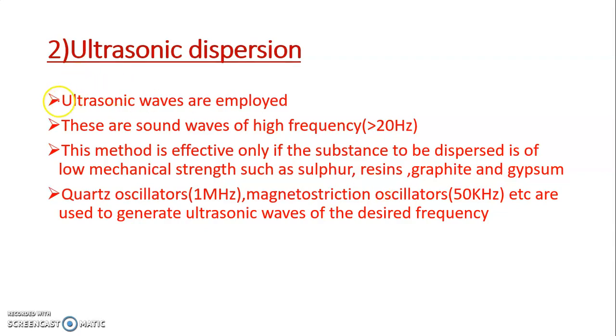So this is also a very simple method to understand. Here we are making use of ultrasonic waves. Previously we have made use of colloid mills in order to mechanically disperse the coarser aggregates. Here we are making use of ultrasonic waves. These are sound waves which have a frequency far greater than 20 Hz. So in order to generate sound waves of this frequency, we need oscillators. So as per the desired frequency, we can use a quartz oscillator, magnetostriction oscillator, etc.